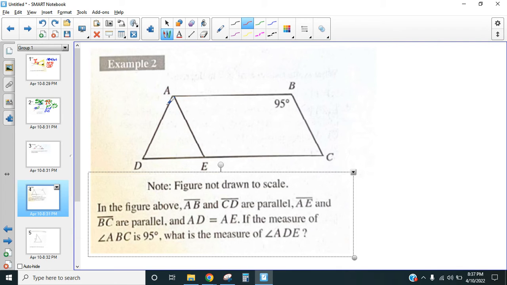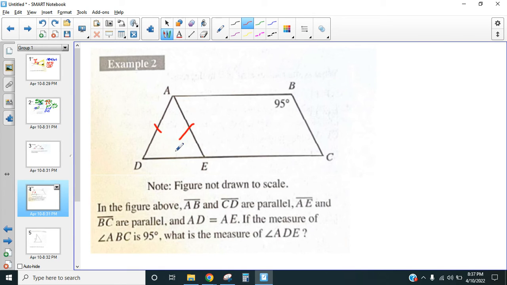Remember, drawings on the SAT usually look as they are, so they are typically drawn to scale. So these two are about the same. They look the same, and they tell us that they're the same. AD is equal to AE. They also tell this down below.